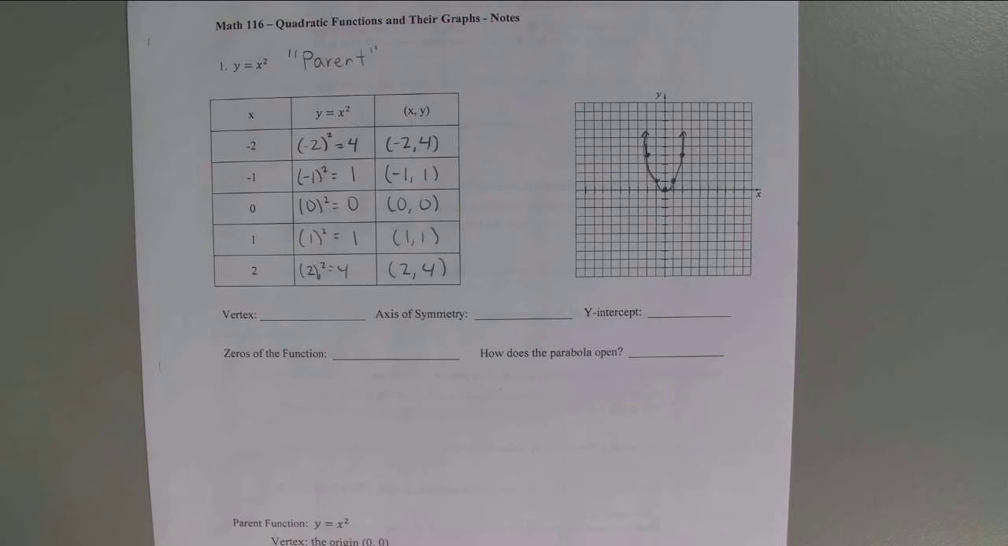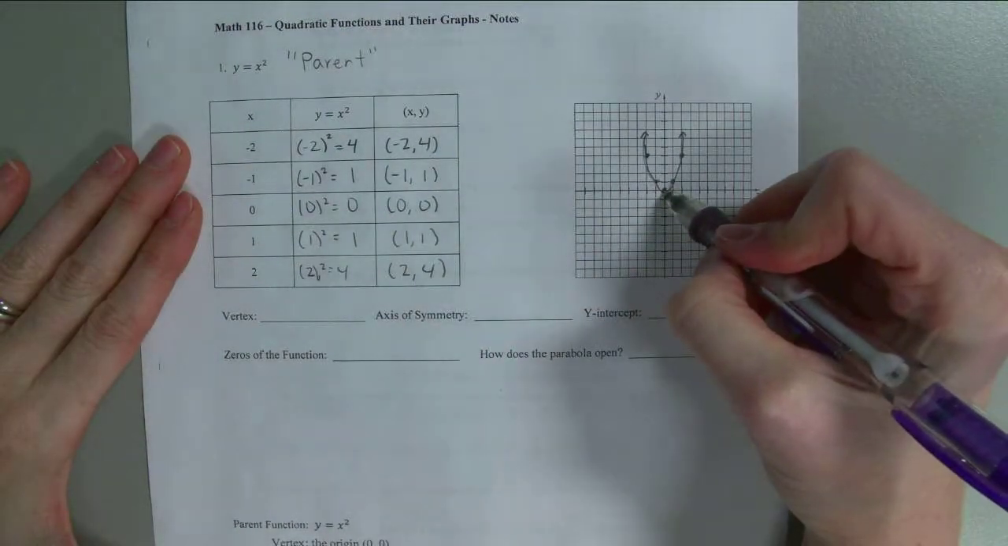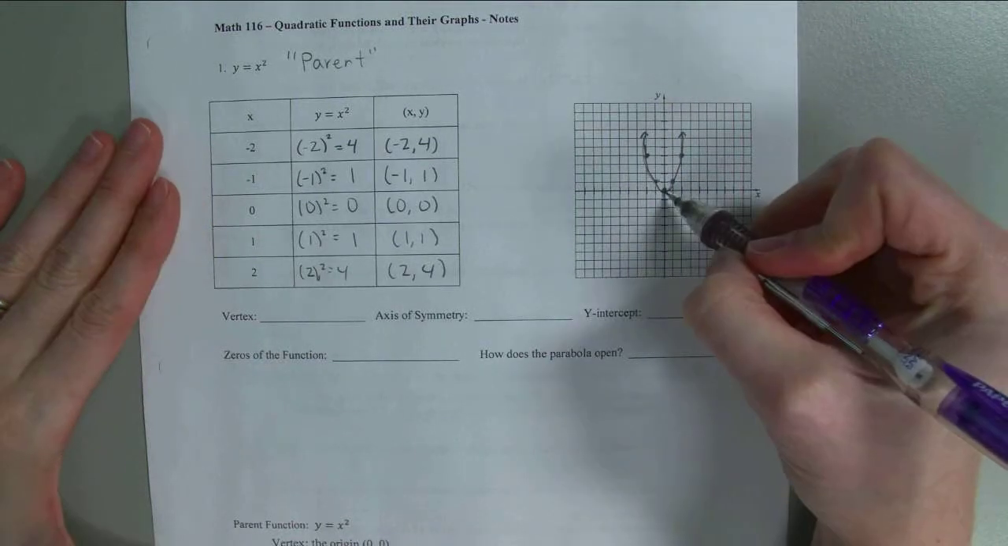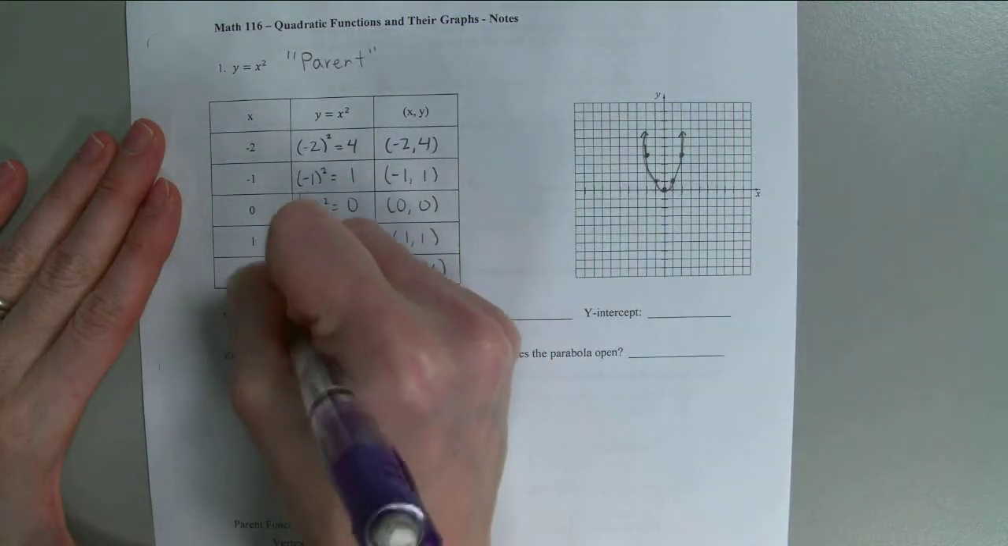What is the vertex? The vertex is the point, I put air quotes, it's the point. It's not really a point because it's a curve. But the vertex is right here. It's where you go to the left or right, it looks the same, okay? So where's the vertex in this case? That was just at 0, 0.